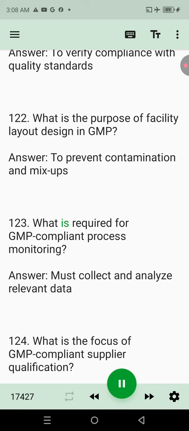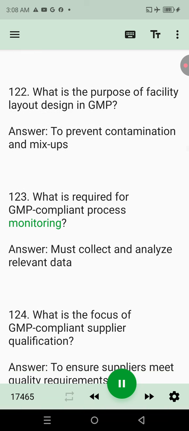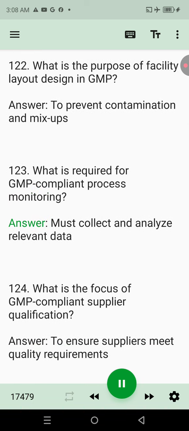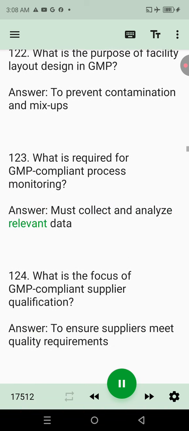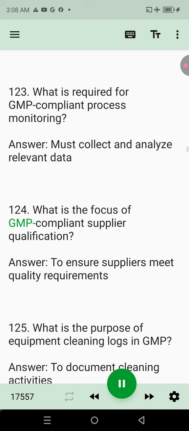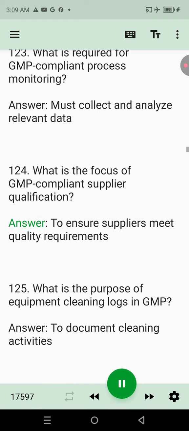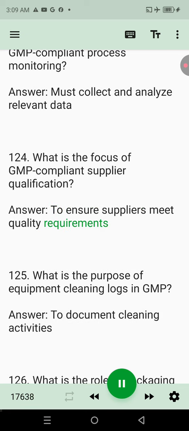123. What is required for GMP-compliant process monitoring? Answer: must collect and analyze relevant data. 124. What is the focus of GMP-compliant supplier qualification? Answer: to ensure suppliers meet quality requirements.